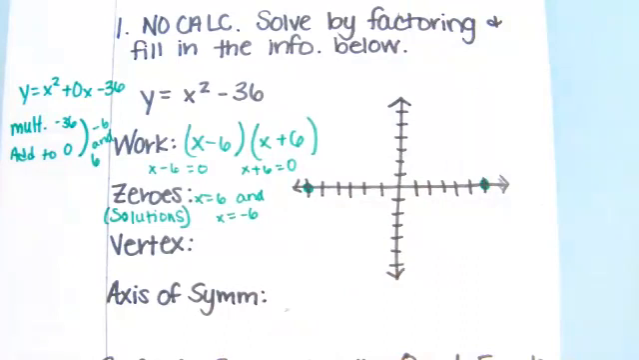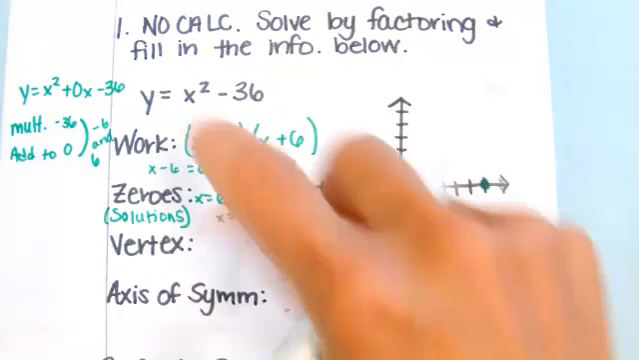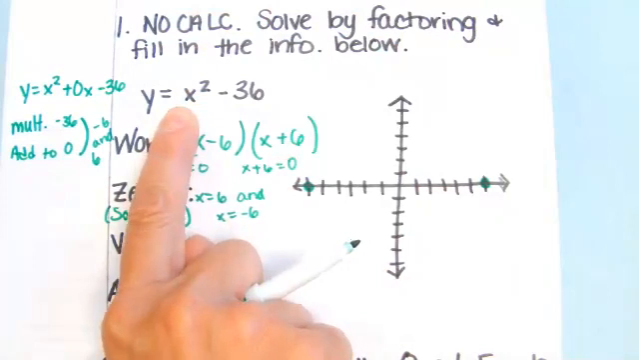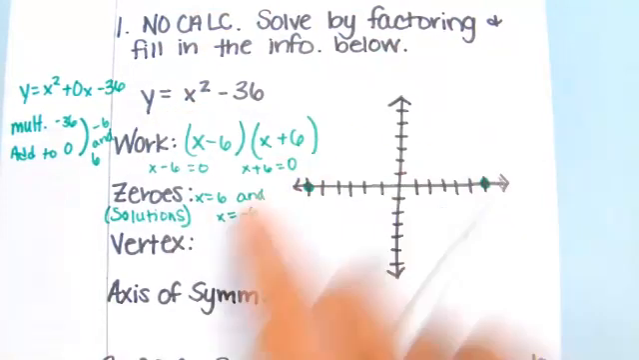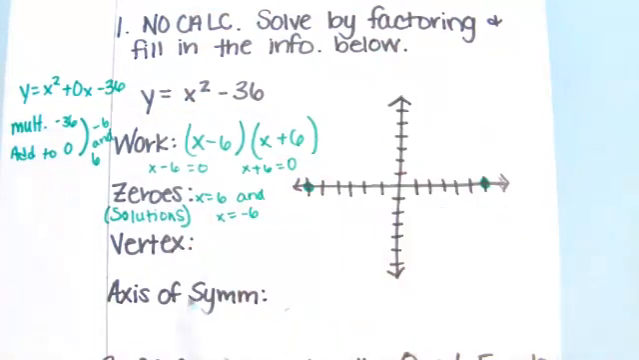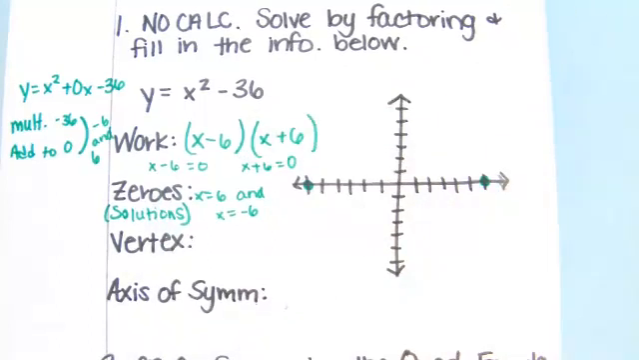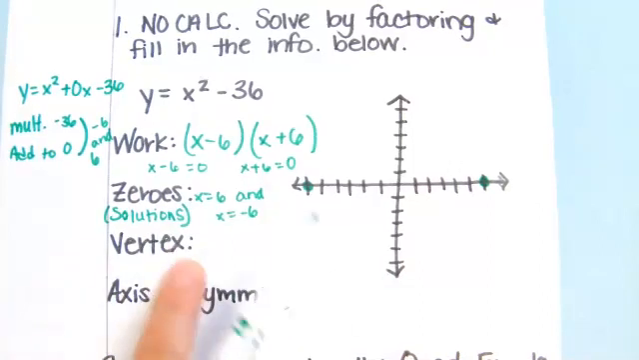Is it going to open up or down? Up, because this is a positive coefficient for A. Okay, so I know it's going to open up, but what I don't know is where my axis of symmetry and my vertex are. Now, this is the order on the test, but which one do you really need to find first, the axis of symmetry or the vertex? Axis. Okay, let's do the axis of symmetry next. So even though it's written in that order, you got to know I have to find this one first in order to find this one.